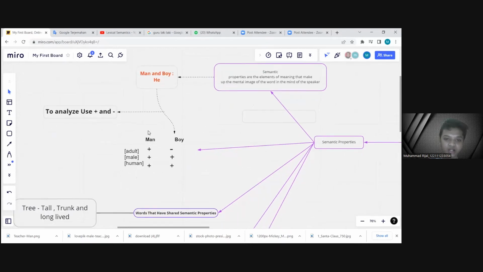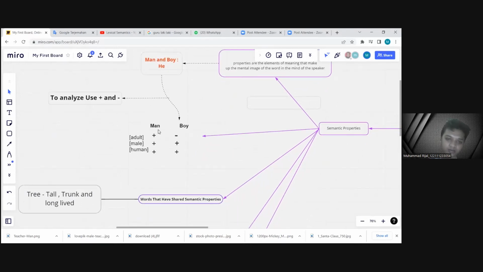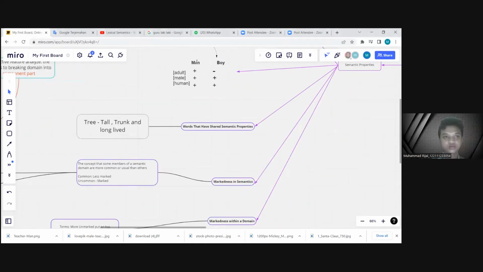For example, man and boy. Man is called positive for adult and boy is not. And they both are positive for male and they both are positive for human. And then we're going to talk about words that have shared semantic properties.